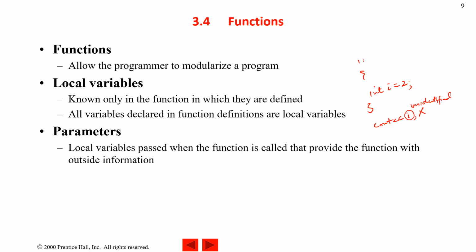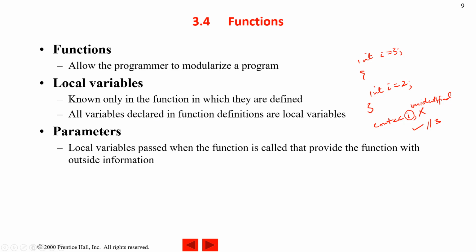Because it is only defined inside of this block. If however we had int i is equal to 3, then yes, in this case this will work and it will give us an output of 3. This is the same for functions, because functions are also limited by these two braces. So all the variables that are defined inside a function are known as local variables. They are only known in the function in which they are defined, and all variables declared in function definitions are local variables.